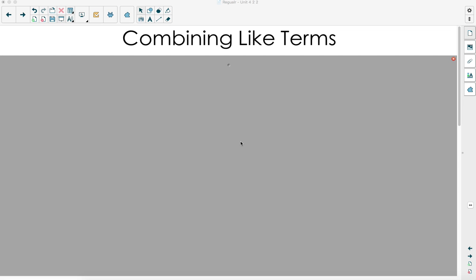Today's lesson is over combining like terms. So I am going to need you to make this journal entry into your math notebooks. Make sure to put it into your table of contents, and then again on your next open page, your notes page today.